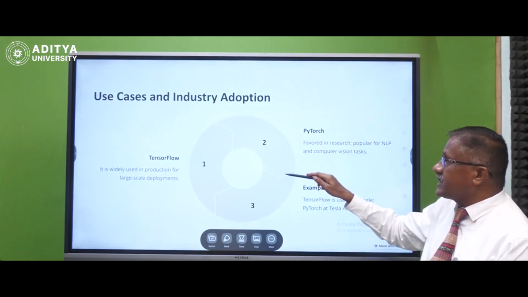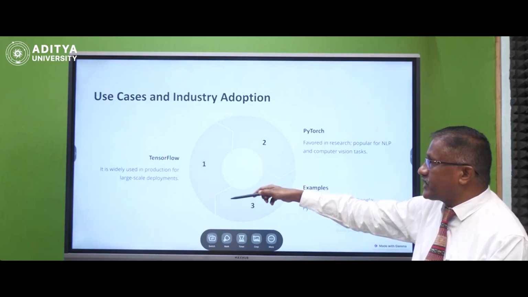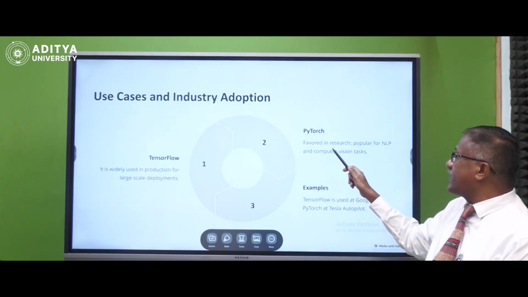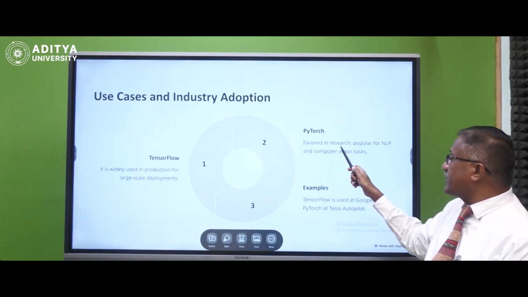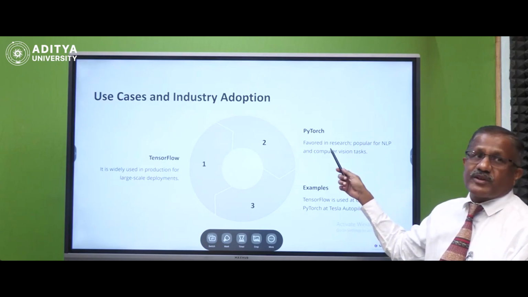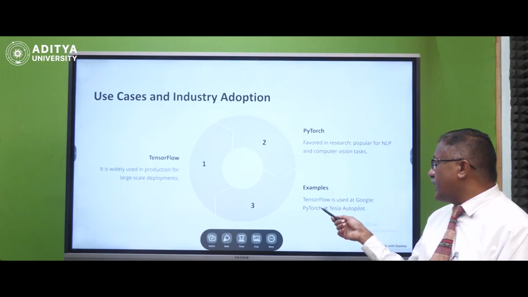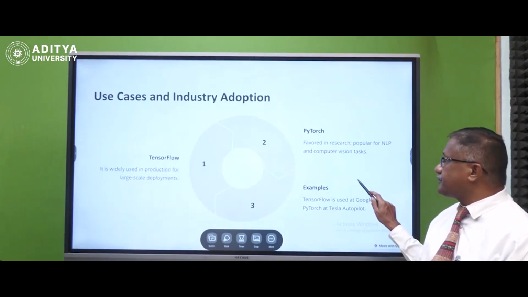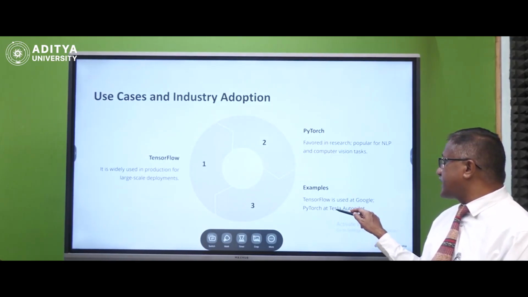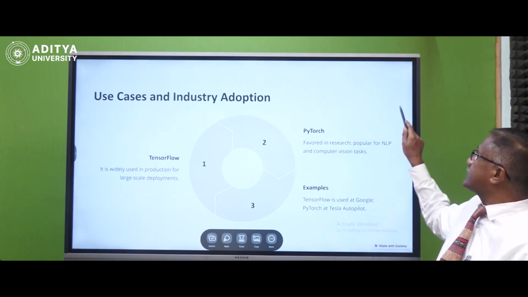What are the use cases? TensorFlow is widely used for production and large-scale deployment, whereas PyTorch is favored in research. Mainly it is used from the research point of view. Example: Google uses TensorFlow, whereas PyTorch is used at Tesla Autopilot.